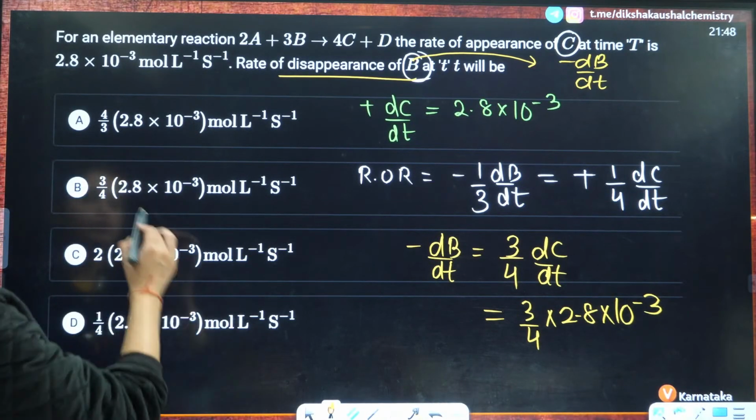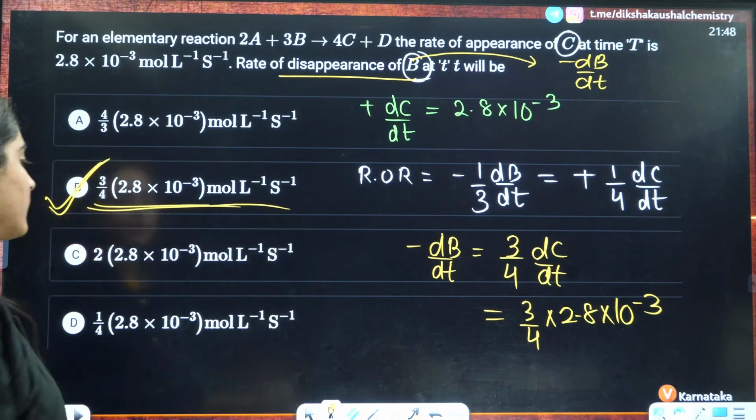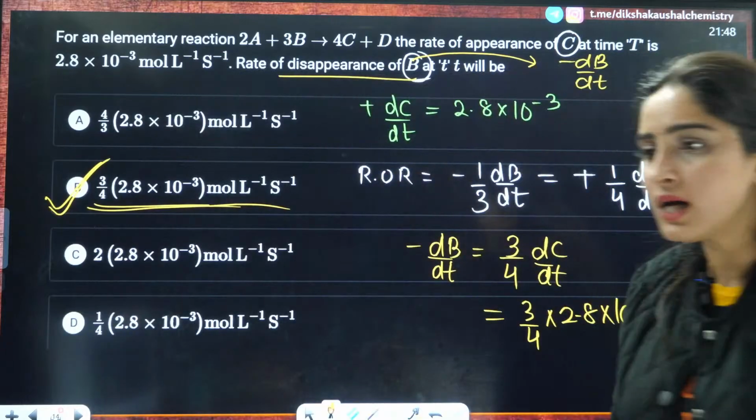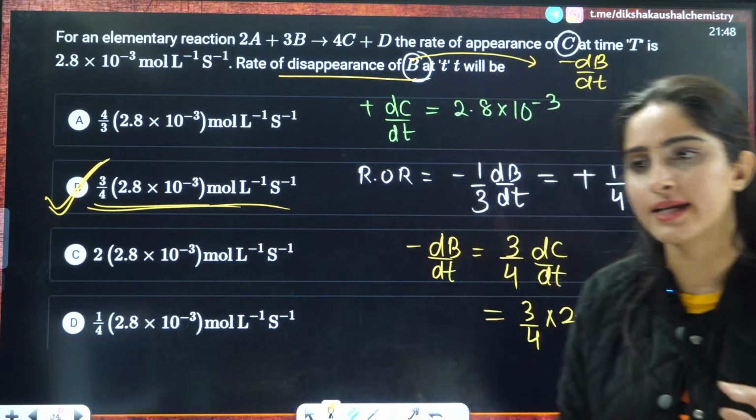And this is going to be the correct answer. 3 by 4 into 2.8 into 10 raised power minus 3. Right, B will become the correct answer here. B will be the correct answer. Is that clear, guys?